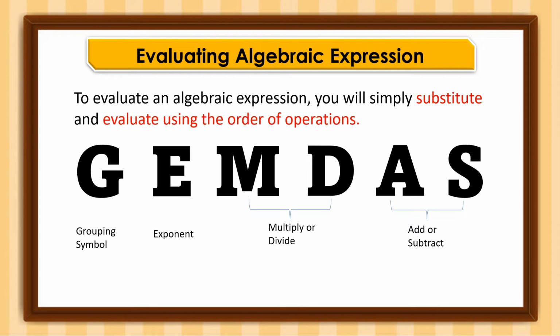And then after we multiply or divide, we now add or subtract. Add or subtract is the same as multiply or divide, wherein the addition and subtraction can be interchanged, as long as it is first read from left to right. If the addition comes first before subtraction, we first add. If subtraction comes first, then we should subtract first before we add.